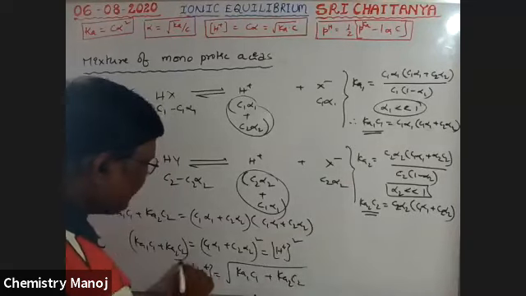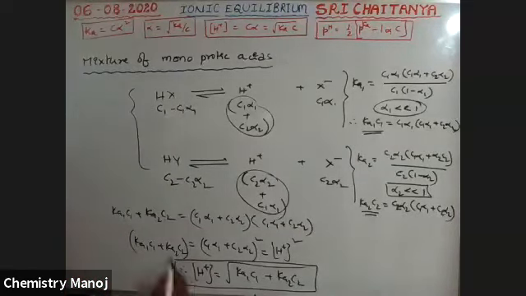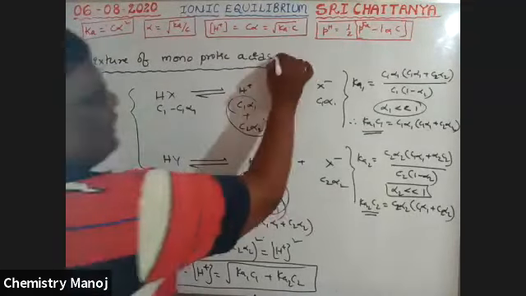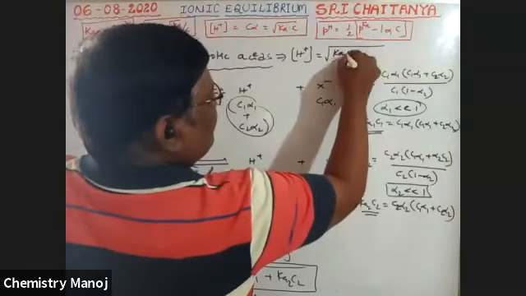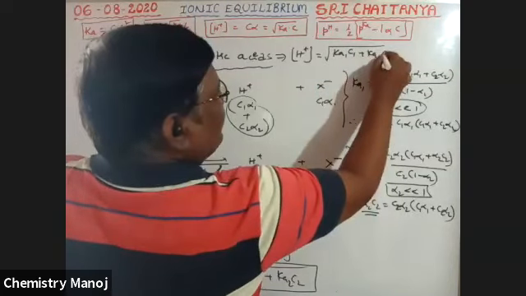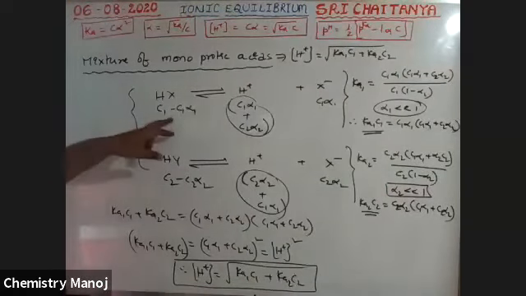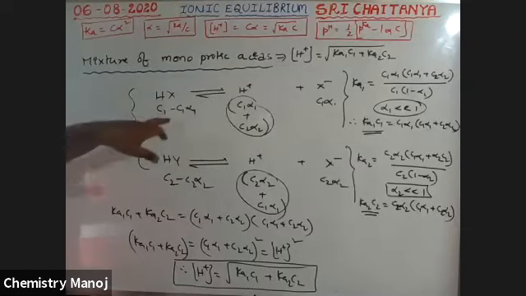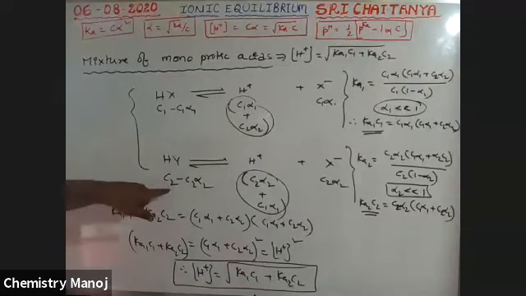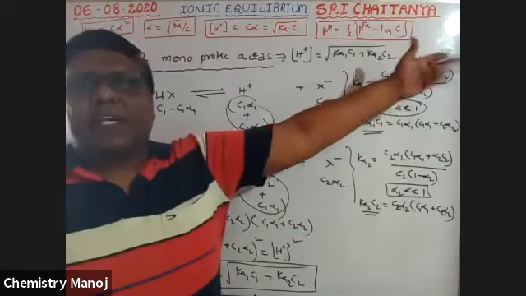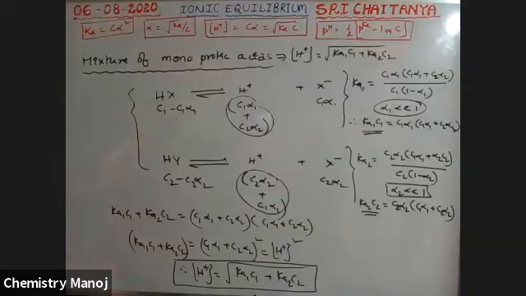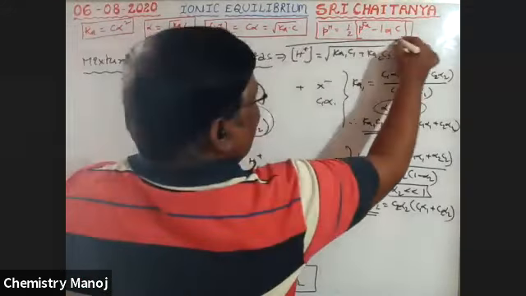So it is very, very important to calculate H plus concentration in case two monoprotic acids are added. Therefore, for this case, H plus concentration is equal to under root Ka1 C1 plus Ka2 C2. Ka1 is the dissociation constant of the first acid and C1 is the initial concentration of the first acid. Ka2 is the dissociation constant of the second acid and C2 is the initial concentration of the second acid. If one more is added, Ka3 C3 is applicable. So this is for a mixture of monoprotic acids.